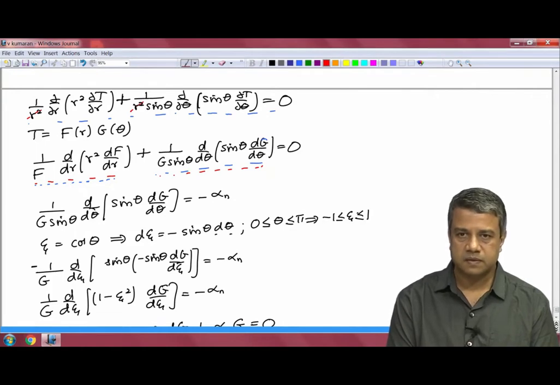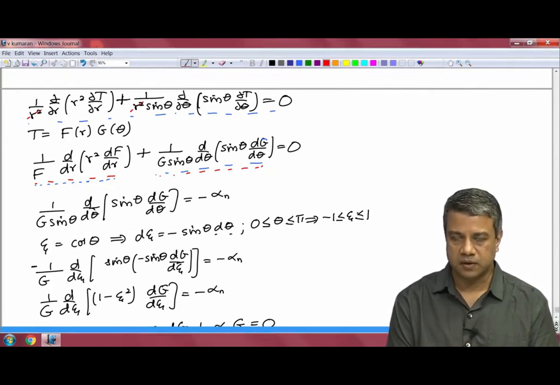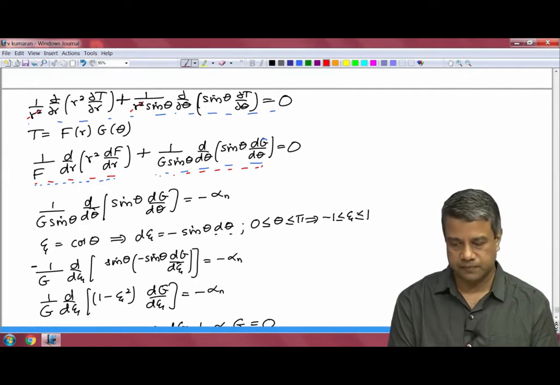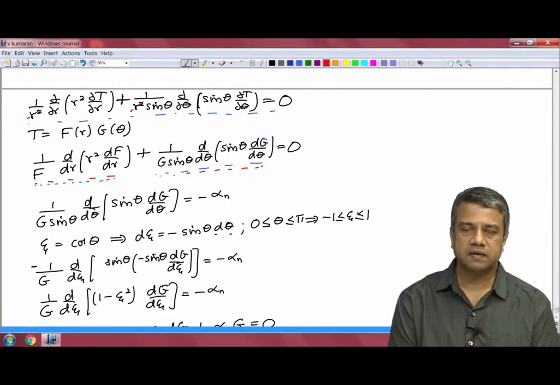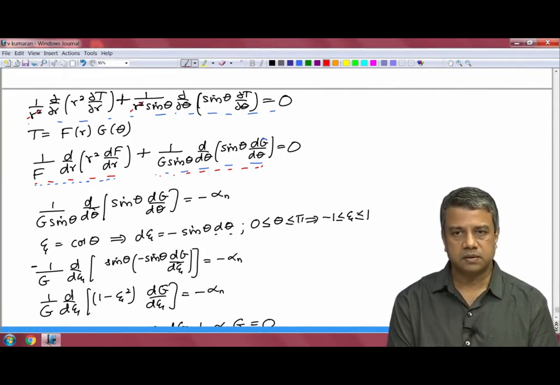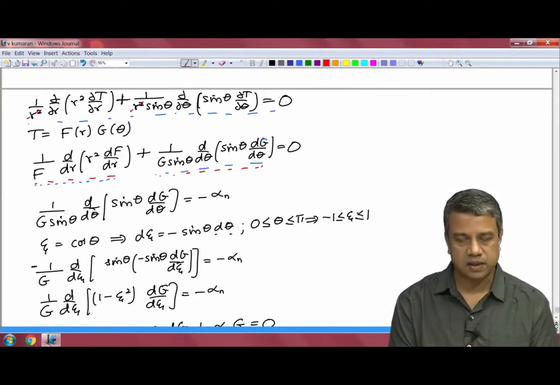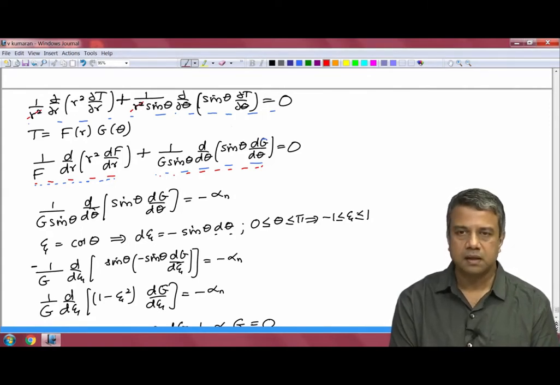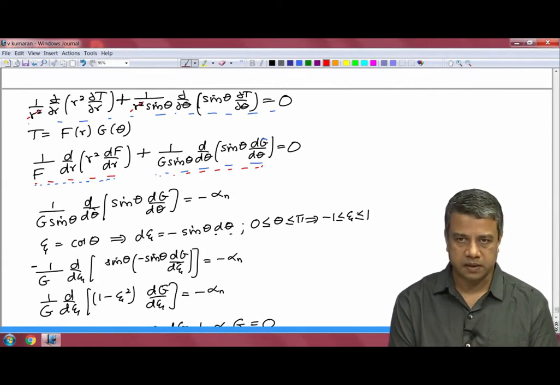Now, theta varies from 0 to pi. Therefore, the boundaries for theta are 0 and pi. However, at the boundaries of the theta coordinate, there is no physical boundary. Theta is equal to 0 is the plus z axis, theta is equal to pi is the minus z axis. At these locations, there is no physical boundary. So, I had said that the boundary conditions in the theta direction have to emerge from symmetry, and we were trying to examine how these boundary conditions emerge from symmetry.